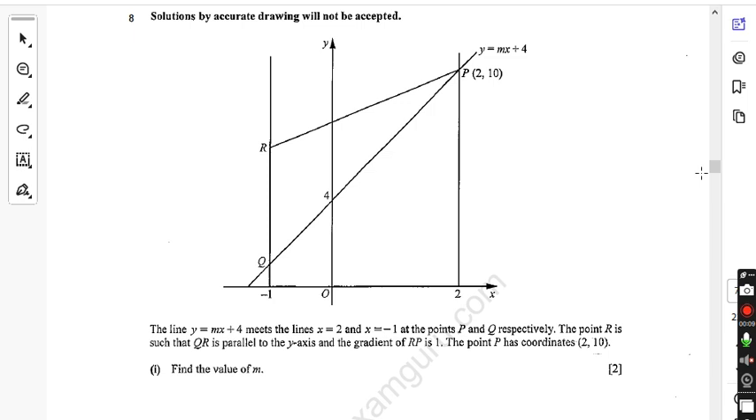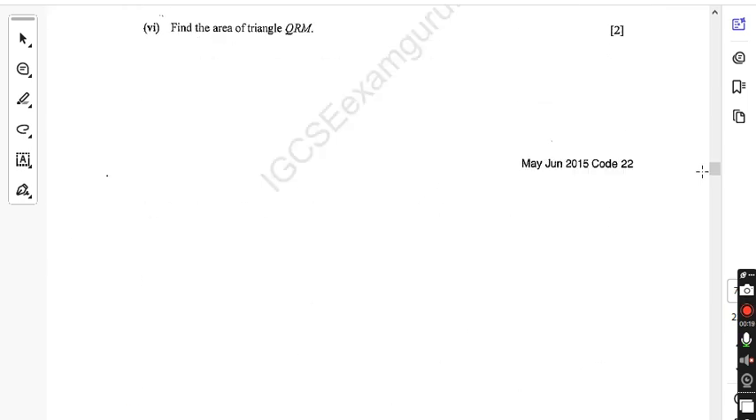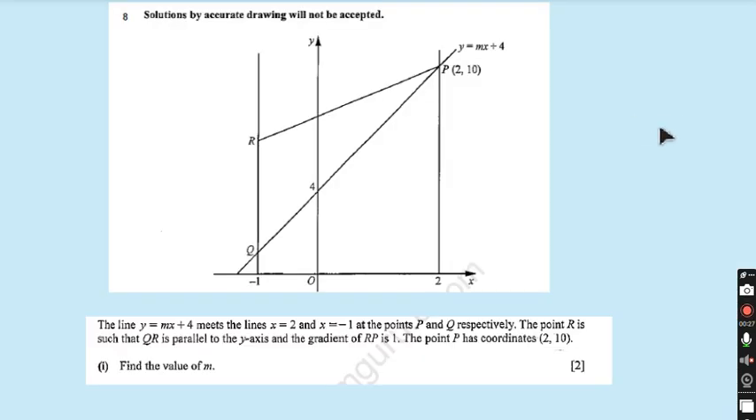Students, in the last lecture we did question number 7 from past papers of coordinate geometry. Today we are going to do question number 8. This question came in May-June 2015, paper 2-2. Let's start question number 8. Solution by accurate drawing will not be accepted.